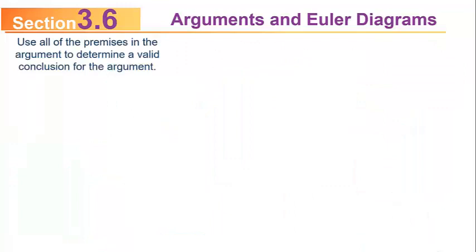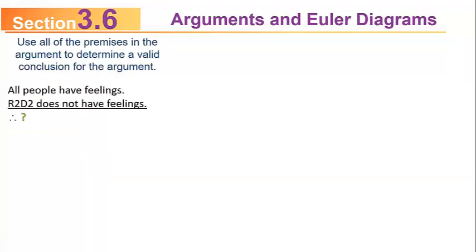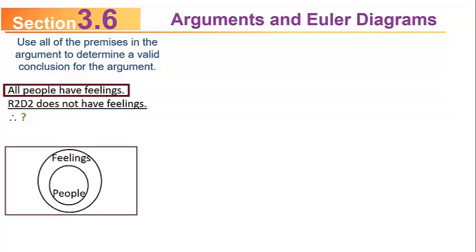Use all the premises in the argument to determine a valid conclusion for the argument. All people have feelings. R2-D2 does not have feelings. Therefore, what? Let's come up with a valid argument by removing that question mark and putting in a statement. Starting off with the first premise, all people have feelings. So if I have a people circle, it has to be completely inside the feeling circle.